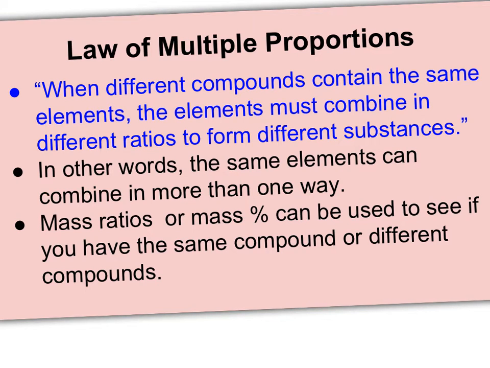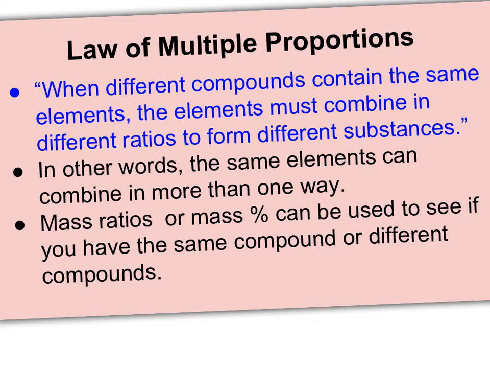Welcome. This video is going to look at the law of multiple proportions, and it sounds a lot like the law of definite proportions, and they're definitely related to each other. So the law of definite proportions says that for any chemical compound, there has to be a definite, or the same, proportion of elements in it in order to be that compound.